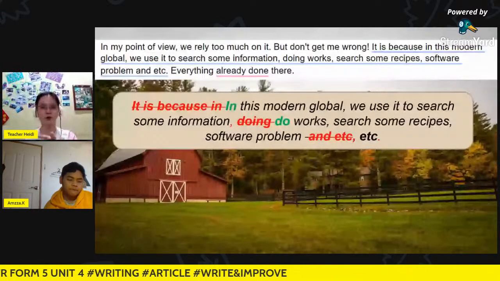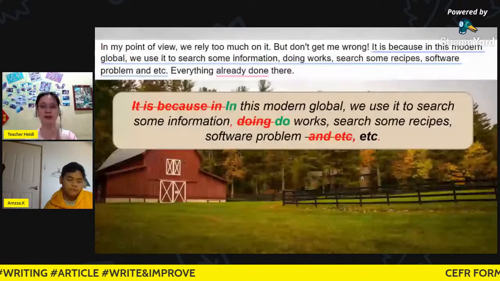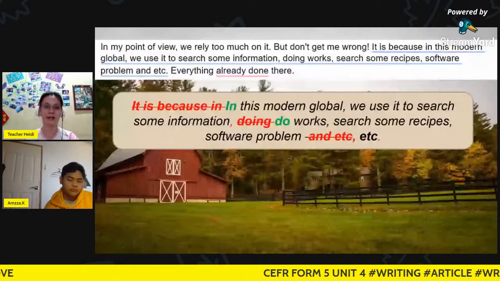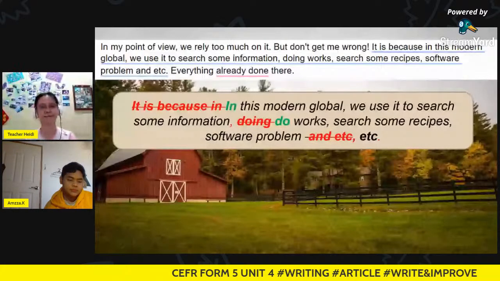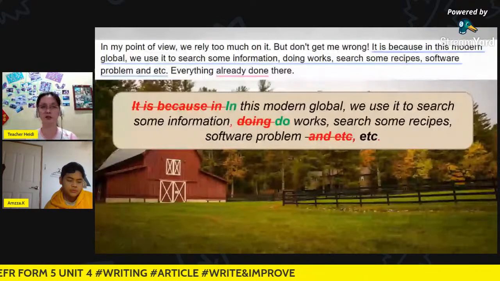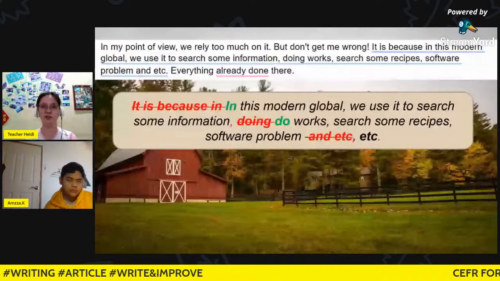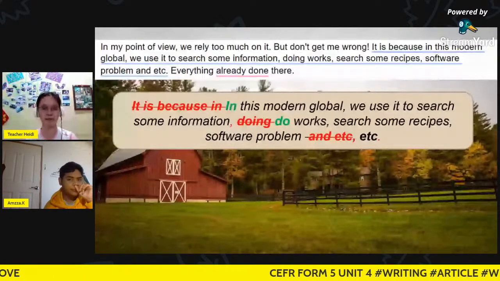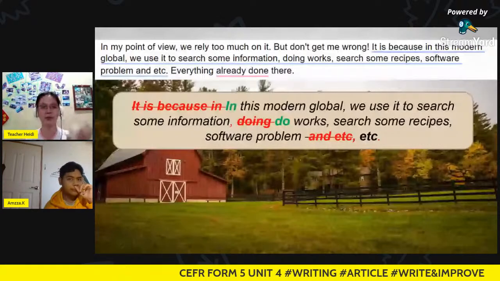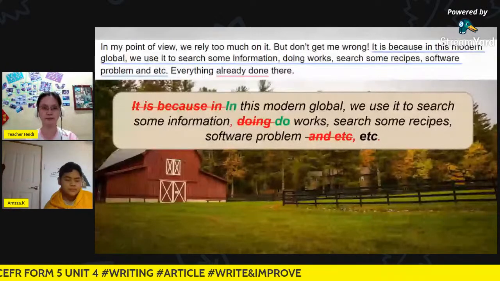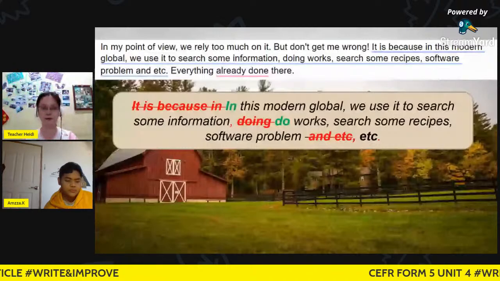Your verb has to be consistent. Okay, you choose either one. Okay, search some recipes, software problems, and etc. Try not to put etc. Just straight away put software, or either you use a comma or and. Try not to put and etc. Okay, all right. So this is the one that is already corrected in the modern global.